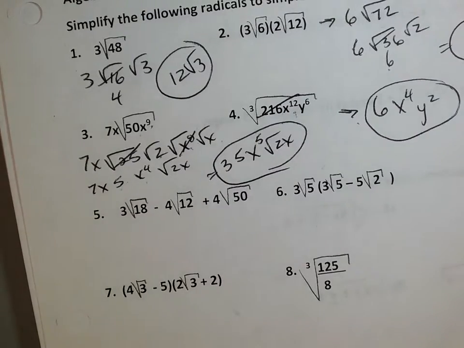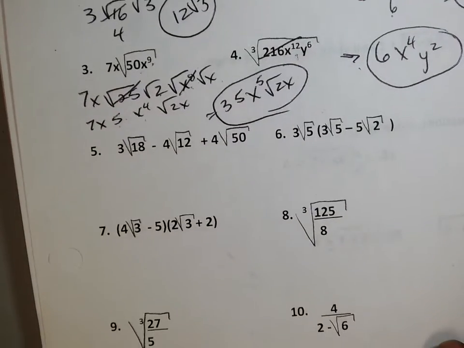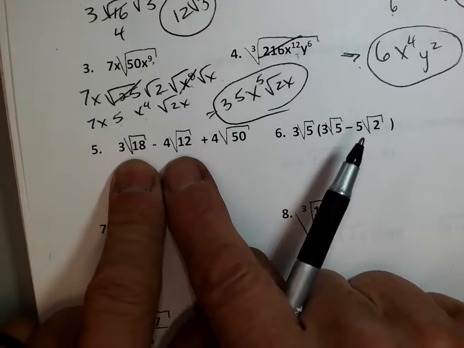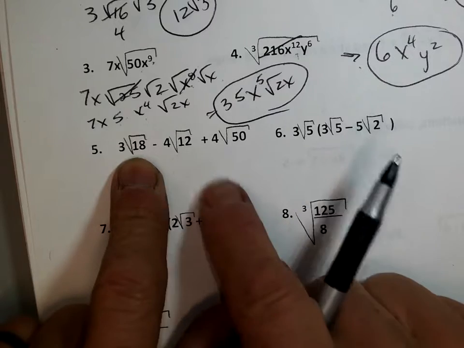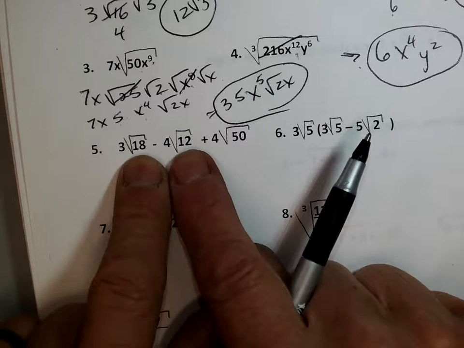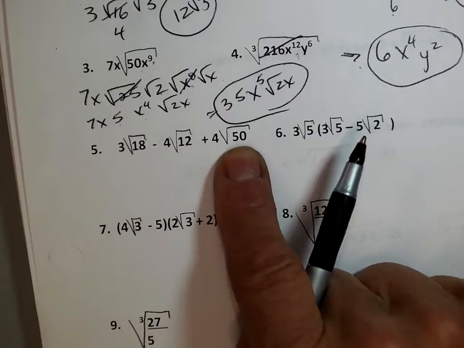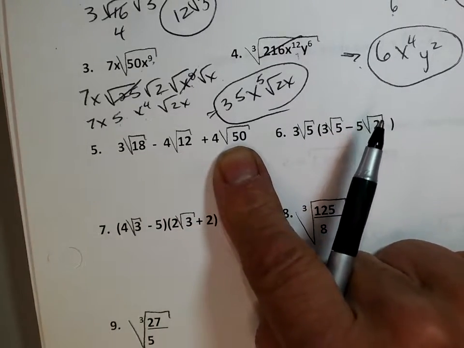Okay, number 5. Again, if I get going too fast, let me know. Okay, you can only add or subtract like terms. Called like terms means you can't put an 18 and a square root of 12 together. Nor can you put a square root of 50. But if we break it up and reduce it, they might be the same. So let's take a look.